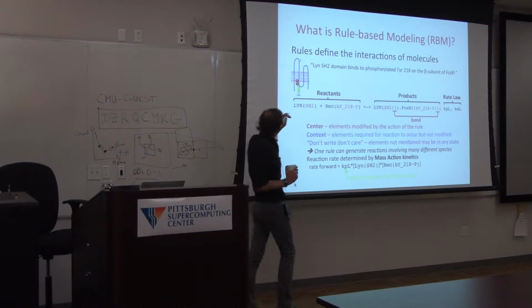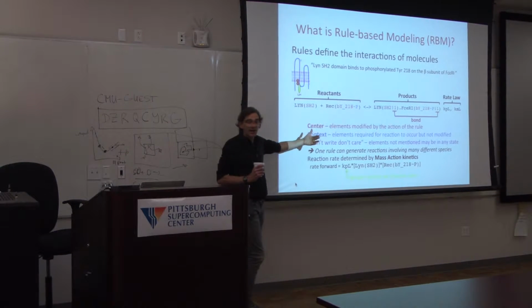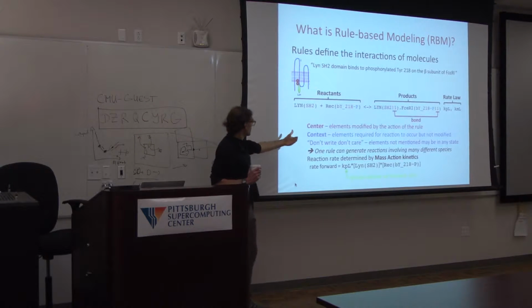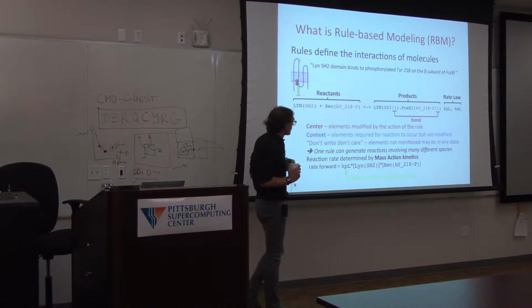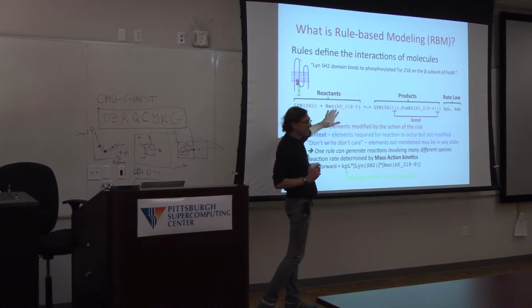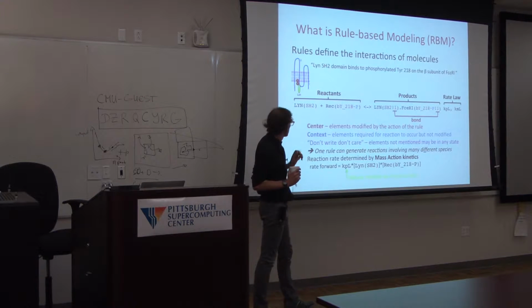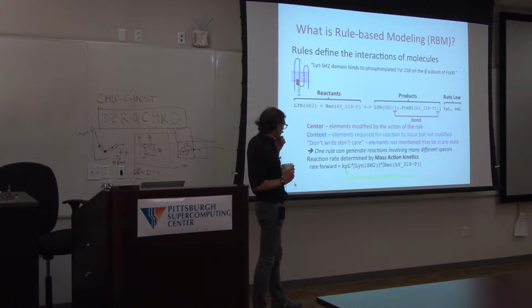So for example, the Lin tyrosine kinase has other domains. It has other phosphorylation sites. In principle, those could modulate the behavior of the Lin molecule. This rule says that those things do not affect the rate at which this reaction happens. All I require is that Lin has an unbound SH2 domain.